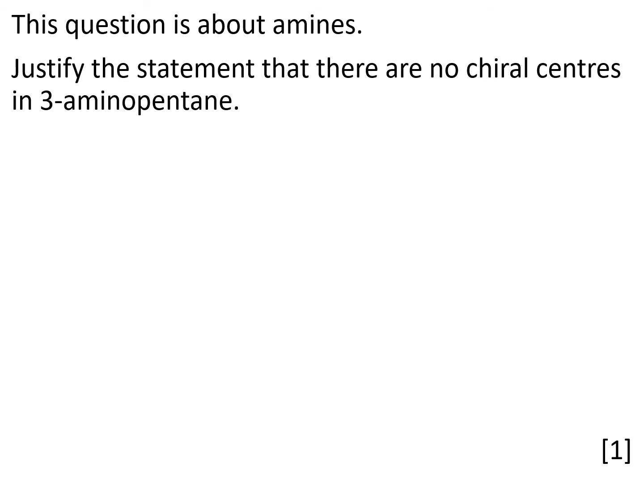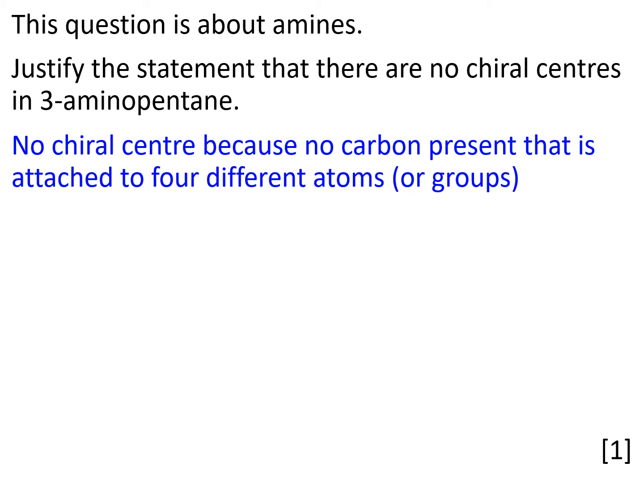Welcome back. I drew this molecule out. A chiral center is a carbon atom which is attached to 4 different atoms or groups. The presence of a chiral center leads to a special type of stereoisomerism known as optical isomerism. We simply need to justify that there are no chiral centers here. So no chiral center because no carbon atom present that is attached to 4 different atoms or groups. So there's the molecule, and it's not attached to 4 different atoms or groups.